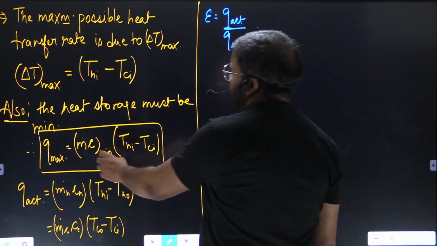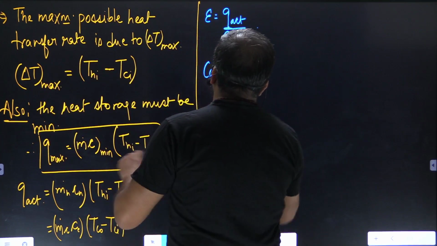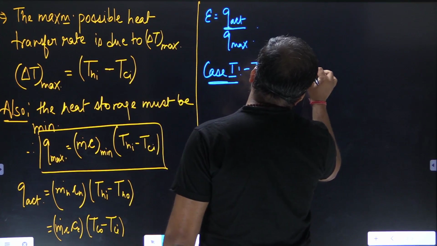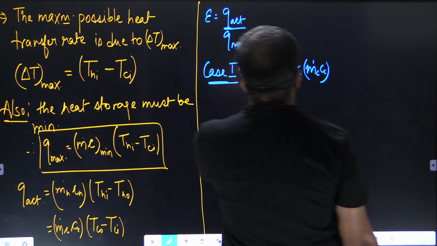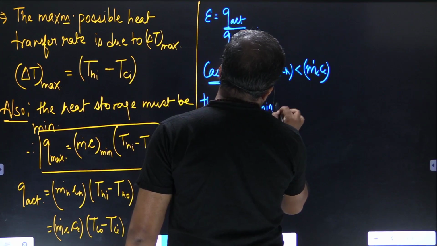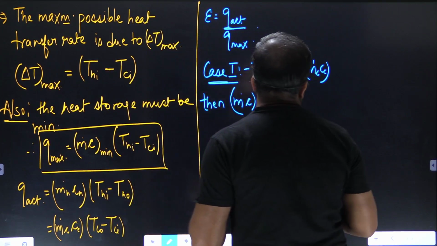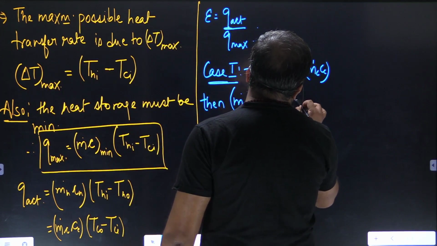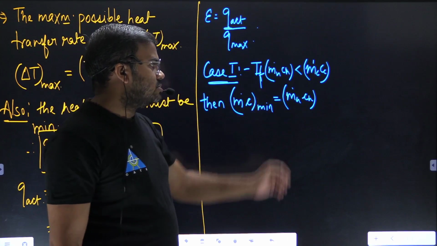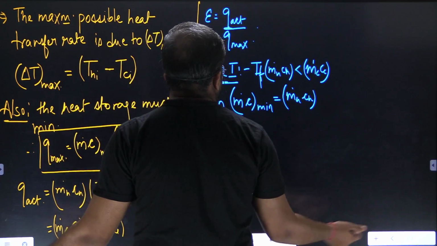Now it depends how we are going to select this m dot C minimum. So there are two cases. Case number one: if m dot H CH is lower than m dot C CC, if this is lower and this is higher, then m dot C minimum will be m dot H CH. Why m dot H CH? Because it is lower. Simple.